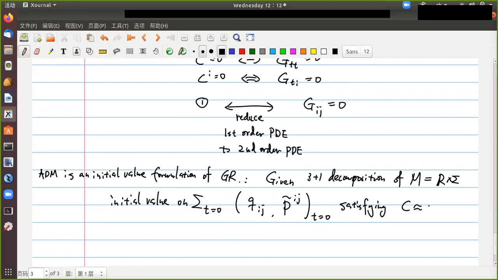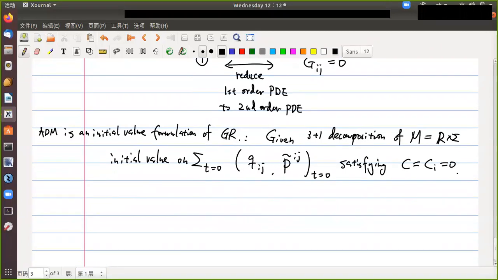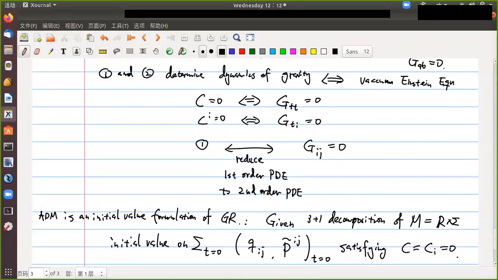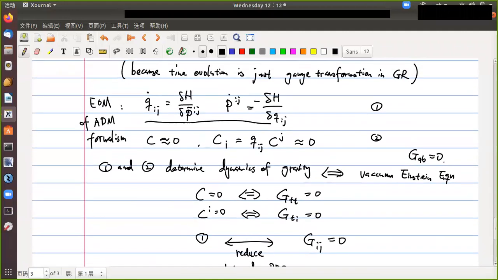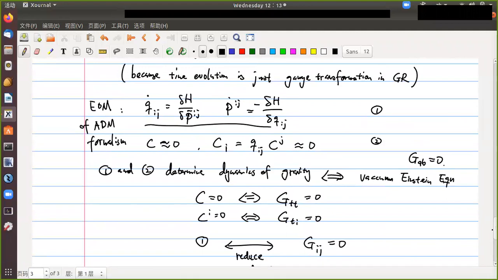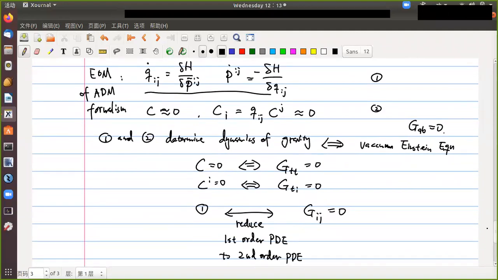C, they have to be on the constraint surface: C equals Ci equals 0. Okay, and then by using the Hamiltonian evolution equation, you can get a solution, because the Hamiltonian equation uniquely determines the solution from an initial condition. Just like you have the phase space P, and you have a point which is your initial condition, and then the Hamiltonian evolution just gives you a trajectory on the phase space from the initial condition.